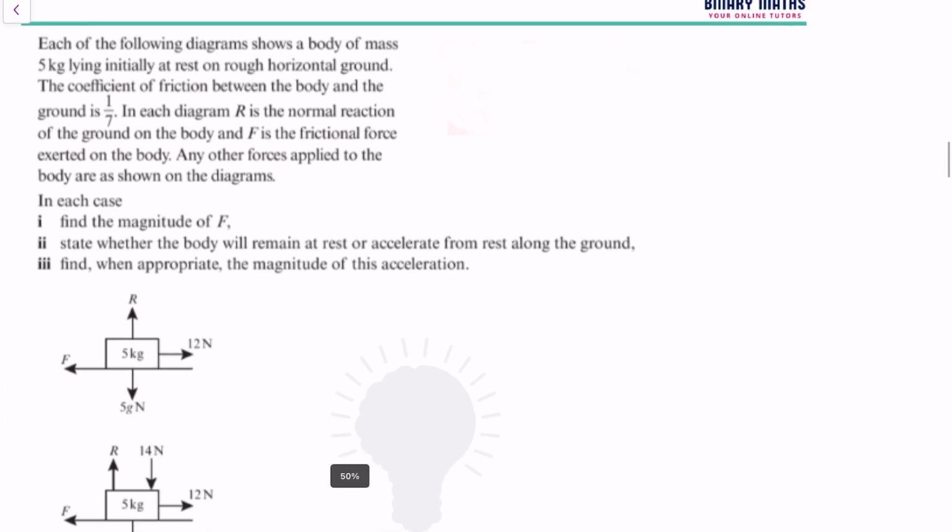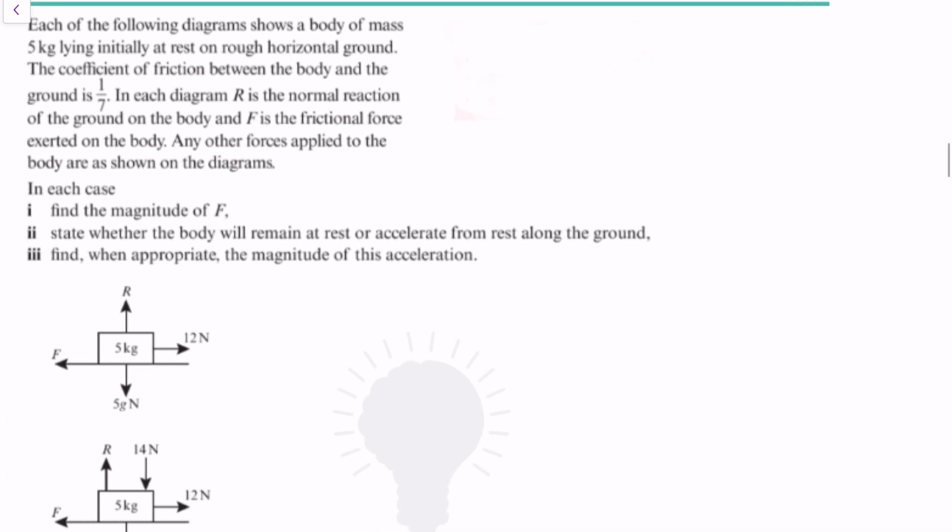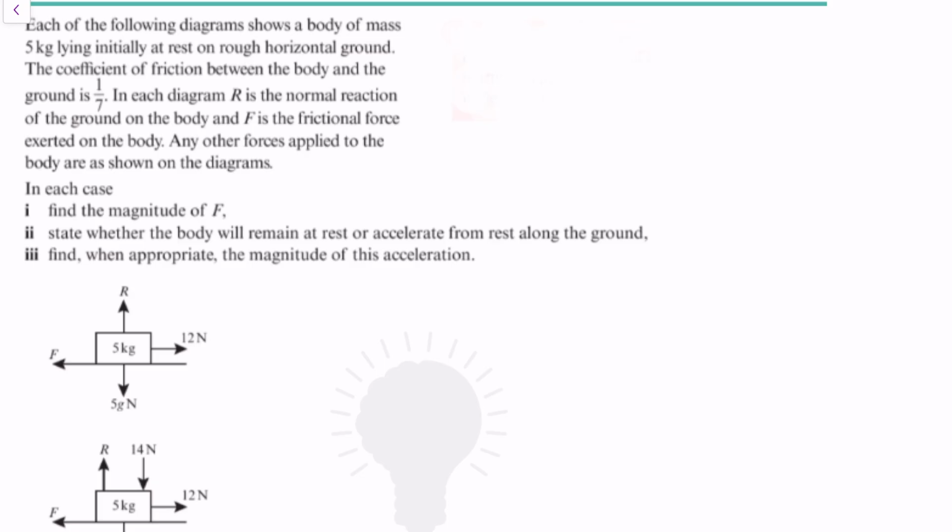Okay, each of the following diagrams shows a body of mass 5 kg lying initially at rest on a rough horizontal ground. The coefficient of friction between the body and the ground is a seventh. In each diagram, R is the normal reaction of the ground on the body, F is the frictional force exerted on the body. Any other forces applied to the body are shown in the diagrams. In each case, 1. Find the magnitude of F. 2. State whether the body will remain at rest or accelerate from rest along the ground. 3. Find, where appropriate, the magnitude of acceleration. So this is A.